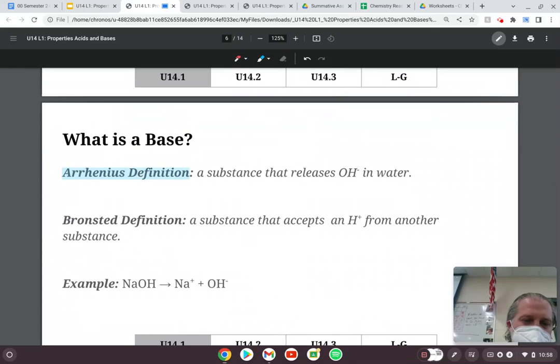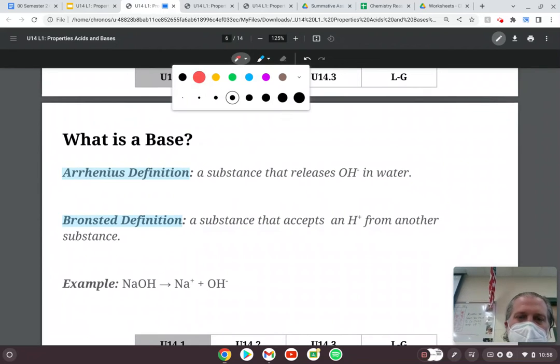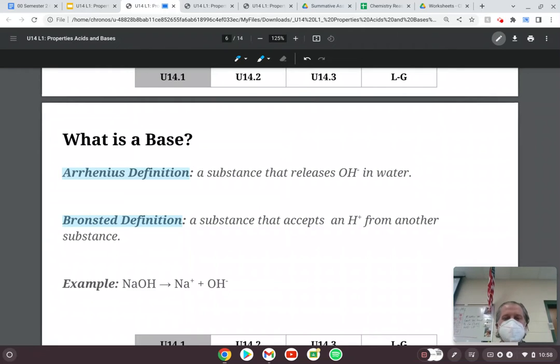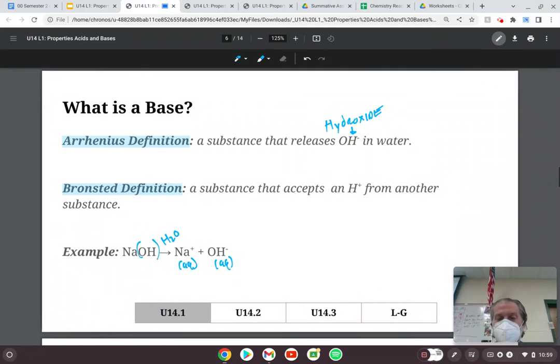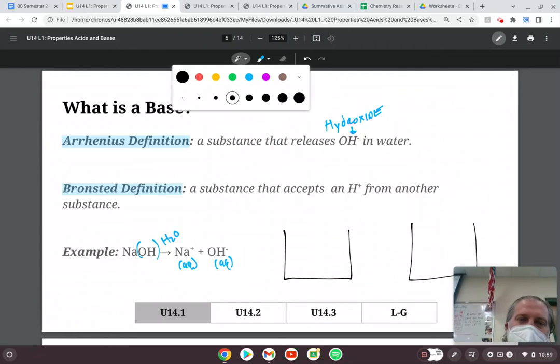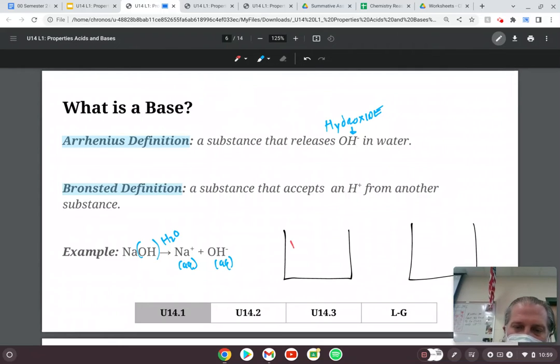There are two different definitions of bases you should be familiar with: the Arrhenius definition and the Bronsted-Lowry definition. An Arrhenius base is anything that you add to a solution that increases the OH concentration in water, or hydroxide. So if you look down below, you see NaOH. You add that to the water, and you get sodium in its aqueous form, and you get hydroxide in its aqueous form.